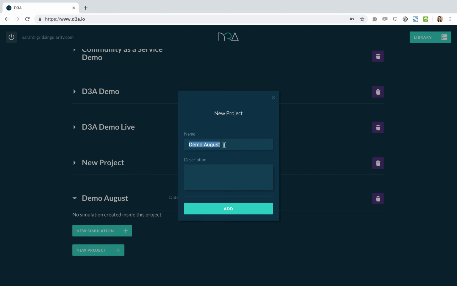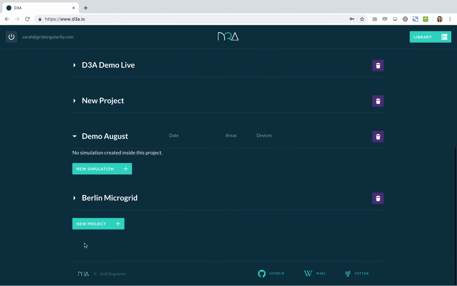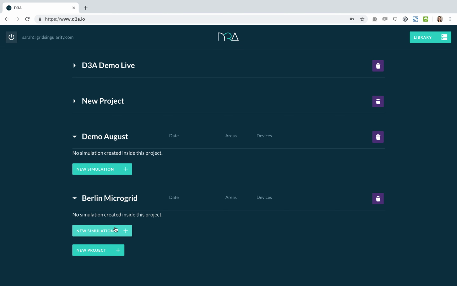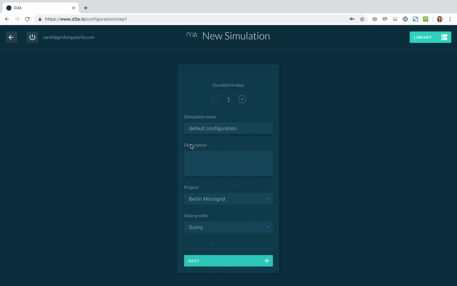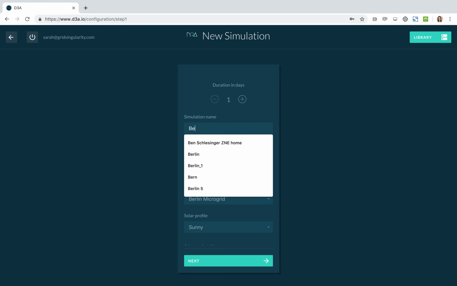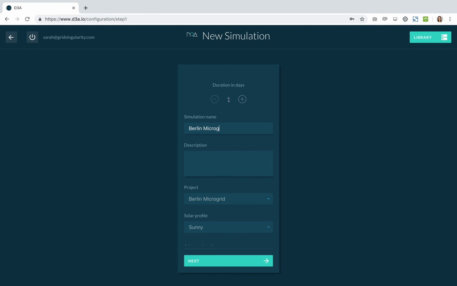We'll call this project Berlin microgrid, and I can start creating different simulations inside this project. So for example, I'll start a simulation and I'll call it Berlin microgrid version 1. And then I can go ahead and start making one of my simulations.